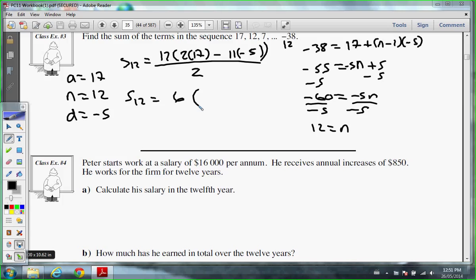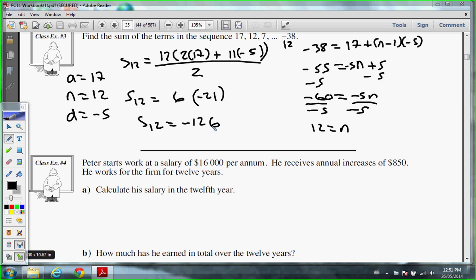Make sure I got this going right here. Oh, no, it's plus. So 34 plus a negative 55 gives me negative 21. So 6 times negative 21 gives me negative 126. Now your sums can be negative because you're adding negative numbers together. If you look, 17 is far left, negative 38 is far right, so the right side's heavier than the left side in terms of negatives, if that makes any sense.